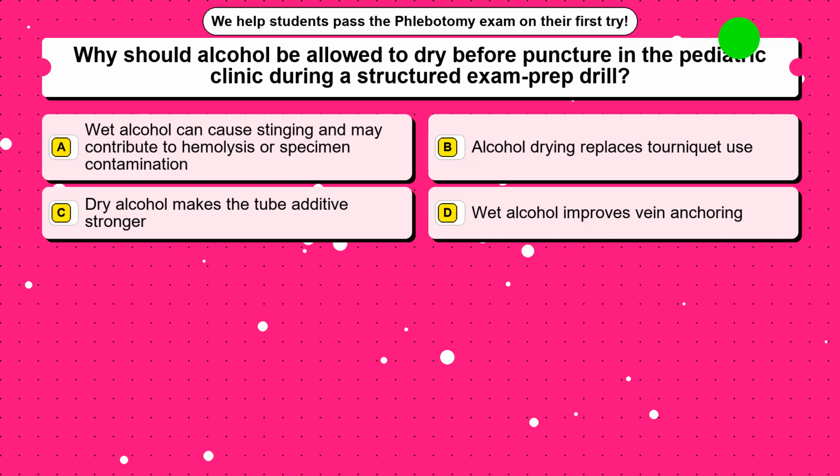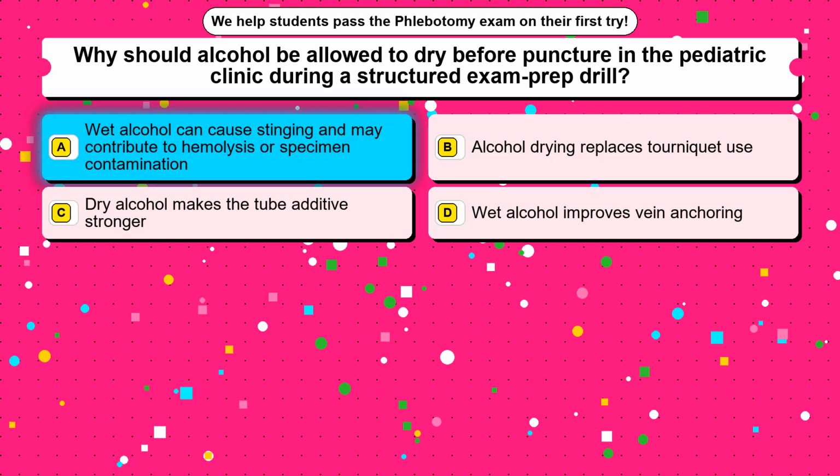Question 64. Why should alcohol be allowed to dry before puncture in the pediatric clinic during a structured exam prep drill? Option A. Wet alcohol can cause stinging and may contribute to hemolysis or specimen contamination. Option B. Alcohol drying replaces tourniquet use. Option C. Dry alcohol makes the tube additive stronger. Option D. Wet alcohol improves vein anchoring.